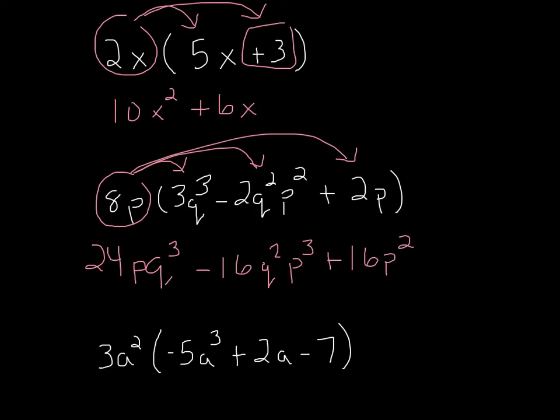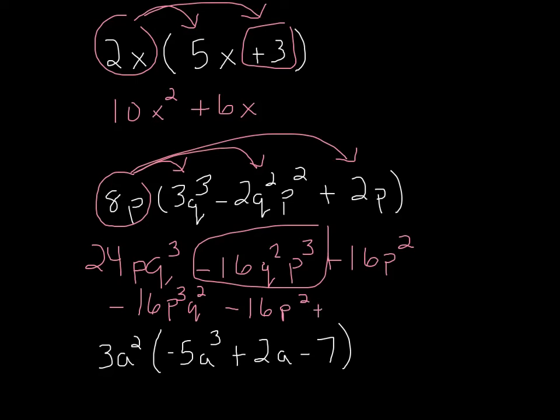Now again, how do we put these in order of degrees, right? Go by the p's first because it's alphabetically correct, right? M, N, O, P, Q. Okay, and then you go by the biggest p. So the biggest p is going to be this one. So we have negative 16, and put the p first, that's kind of in a weird order, p to the third q squared. And then we got the negative 16p squared. And then we have plus 24p q to the third. Okay, so don't forget about the degrees and putting things in order.